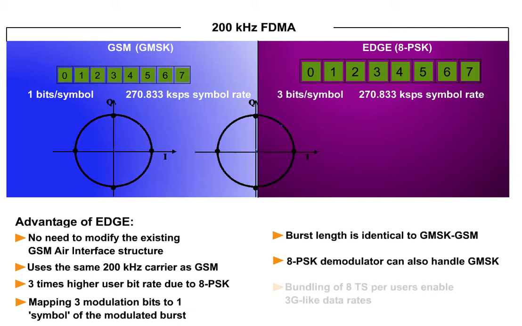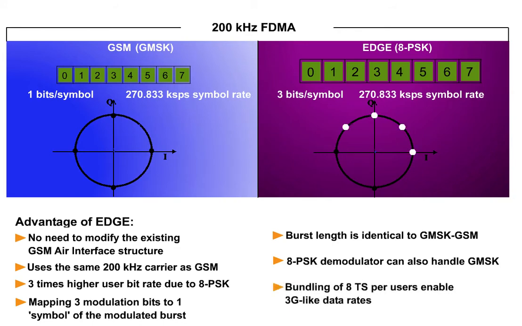The combination of up to 8 time slots with 8 PSK modulated signals each leads to the tremendous increase of available data rates up to 474 kilobits per second.